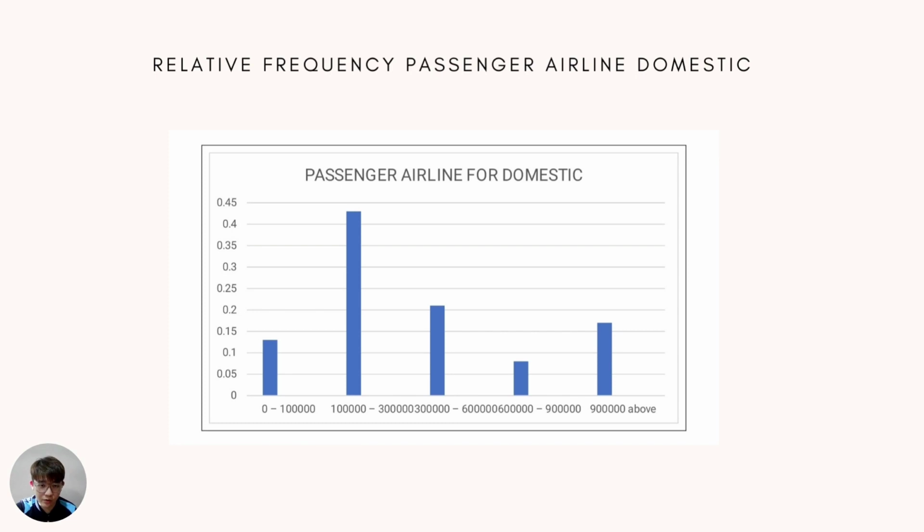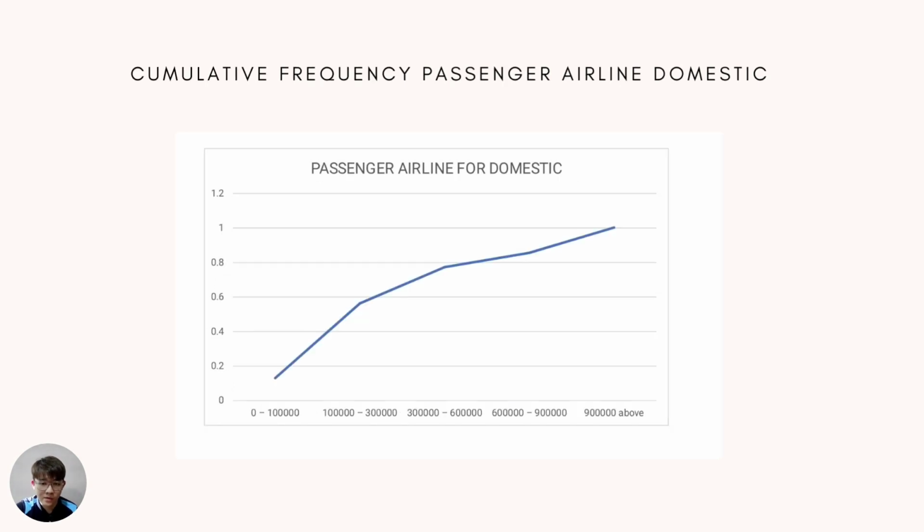And this is the bar chart for relative frequency passenger airline domestic. The highest category is from 100,000 to 300,000, and the lowest category is from 600,000 to 900,000. And this is the line chart for cumulative frequency passenger airline from domestic. The lowest is from 0 to 100,000, and the highest category is from 900,000 and above.